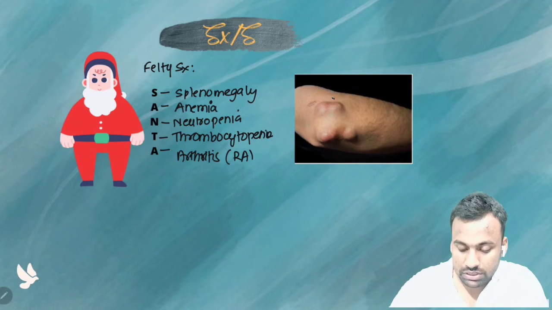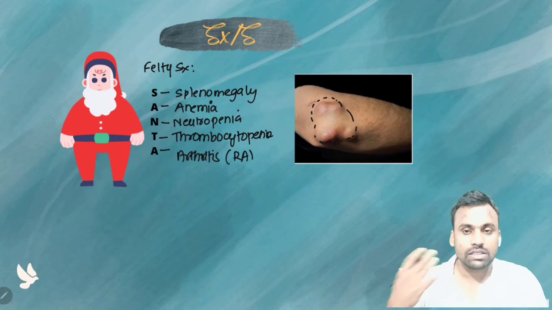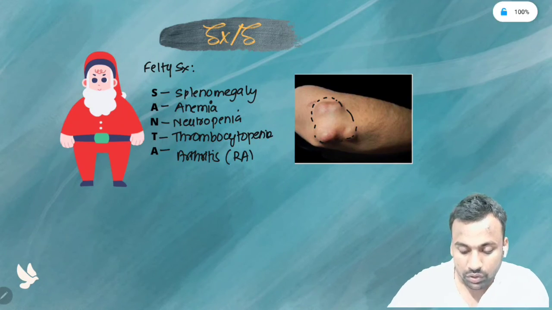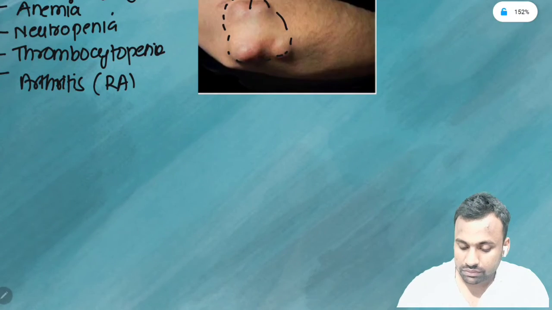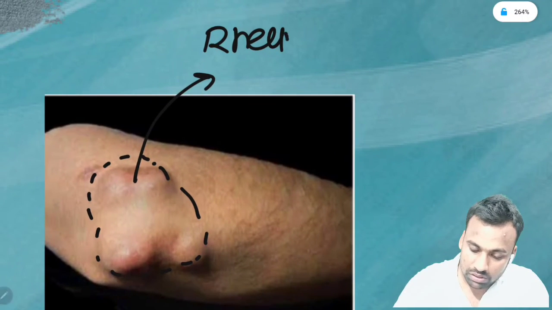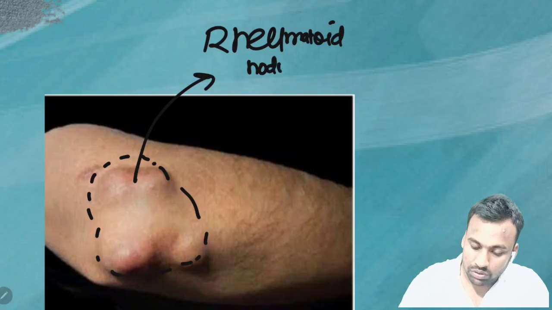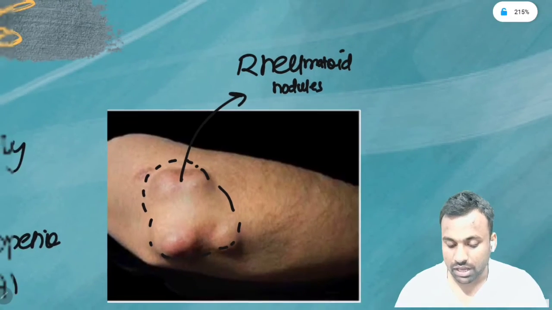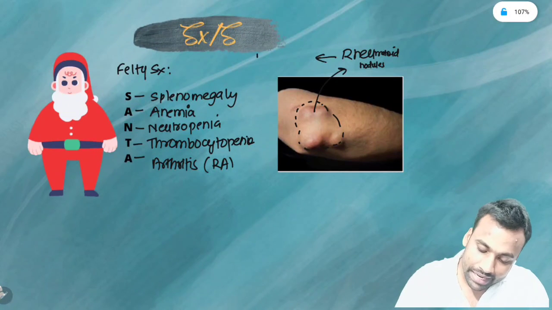And you can also see skin manifestations. The patient has rheumatoid nodules, and these rheumatoid nodules are mainly seen on the extensor surfaces.